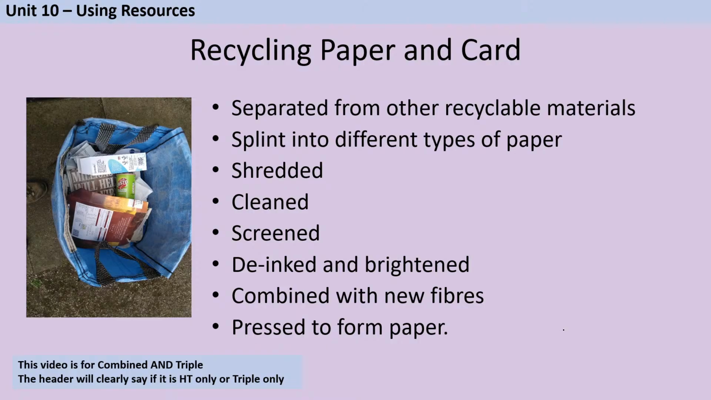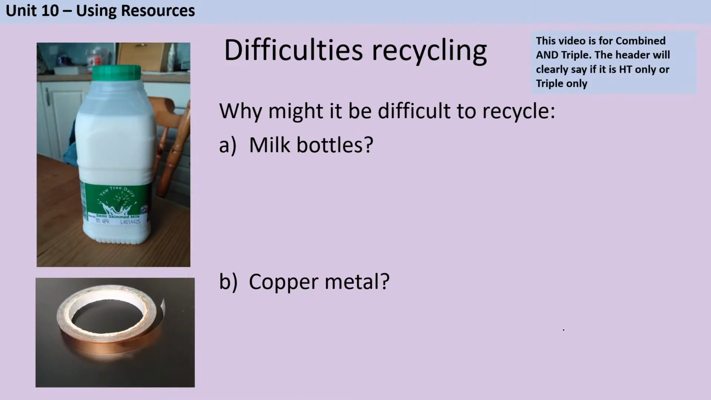And so actually you can't really have just recycled paper. Even recycled paper is made out of 50% recycled paper and 50% virgin fibres, like brand new paper, because otherwise it just falls apart basically. So basically we separate it all out, shred it up, give it a clean, screen it, so again pass it through that mesh grid to remove any paper clips or staples or anything, then add in some new virgin fibres and press it to form new paper.